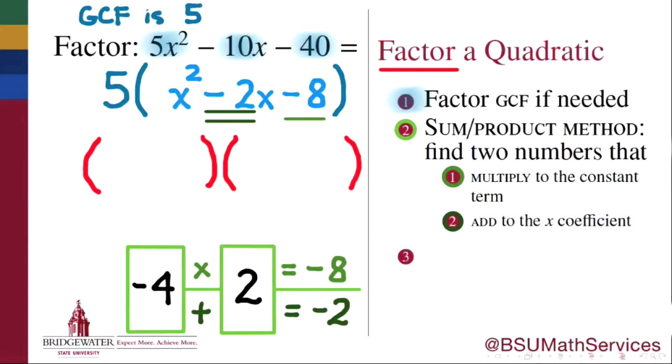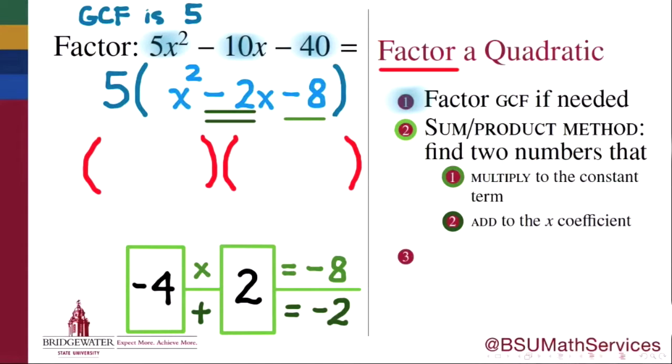We can check that when those two numbers are multiplied together, their product is -8. And when that same pair of numbers is added together, their sum is -2. So this is the pair that we're looking for. What do we do with those numbers?